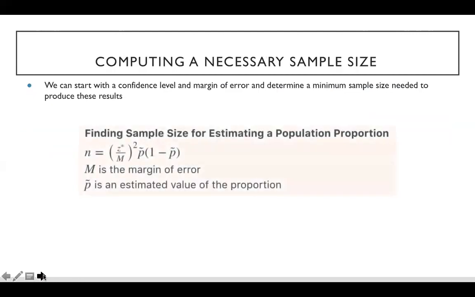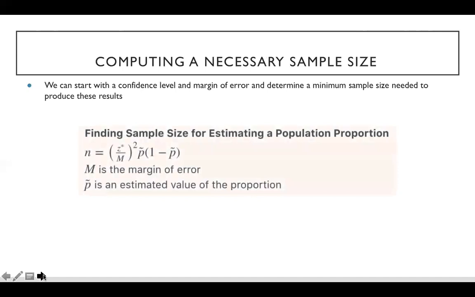So we can start with the confidence level and margin of error in order to determine a minimum sample size needed to produce these results. I think about it as working backwards, computing a sample size needed in order to produce a margin of error that matches a certain confidence level.